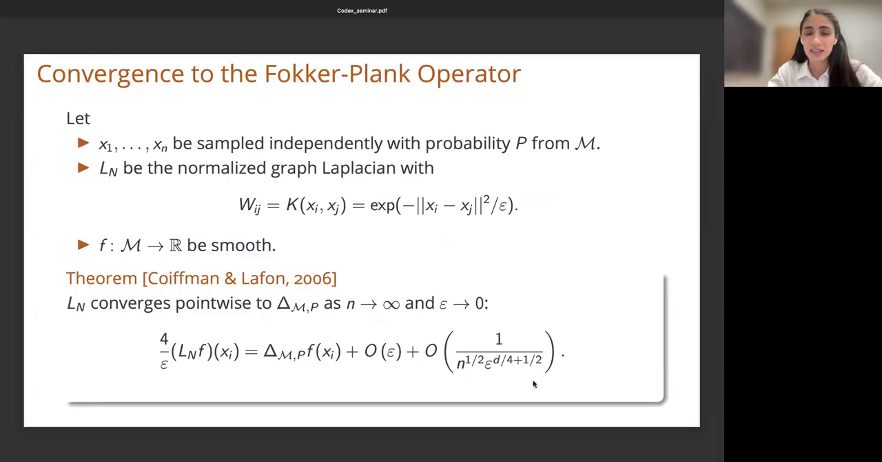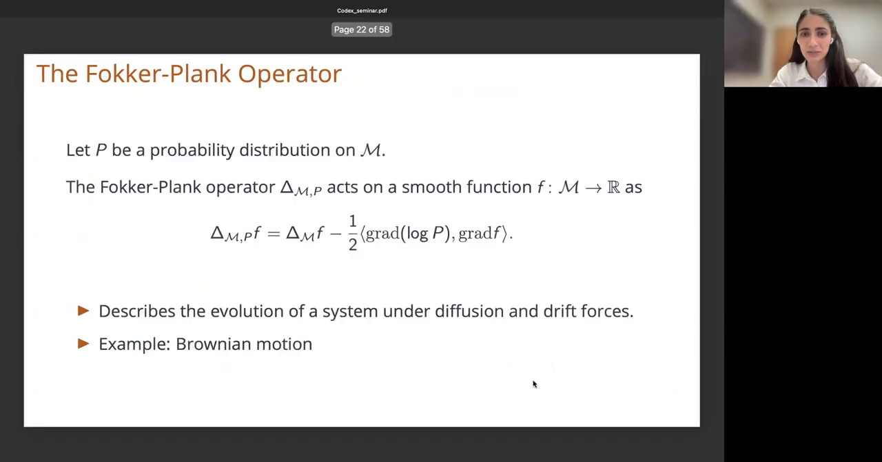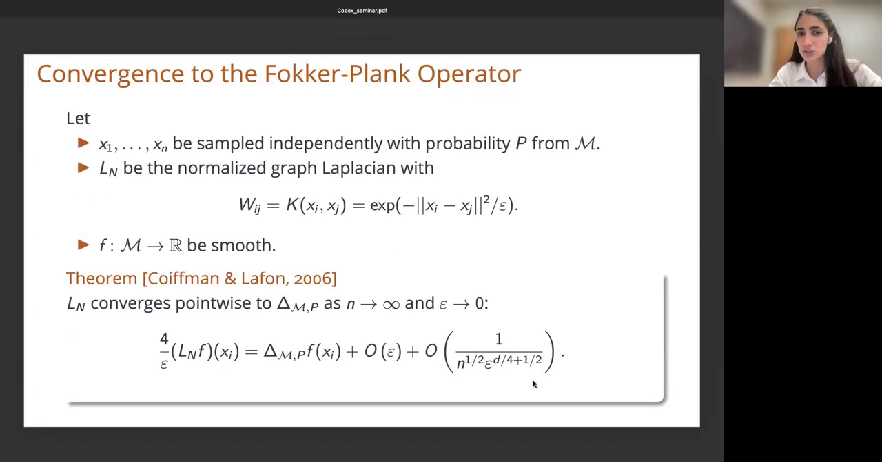And one might think that this result is a lot more complicated than the previous one because the Fokker-Planck operator is more complicated, but actually if you prove convergence to the Laplace-Beltrami operator, then these results come very easily as a corollary. So that is great. That means that we basically have to prove convergence to the Laplace-Beltrami operator. And that is what we're going to do.